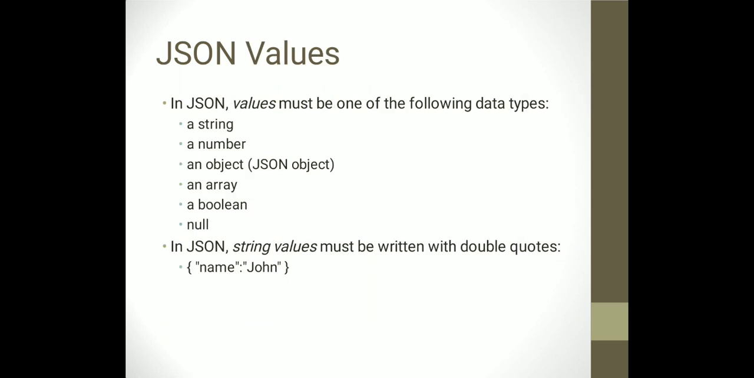Then we have seen the JSON values like a string, number, then null, boolean. Then the JSON values like single string, multiple, then an object like a JSON object, an array, a boolean, null. So these are the values that must be one of the following, or the things we have seen above.